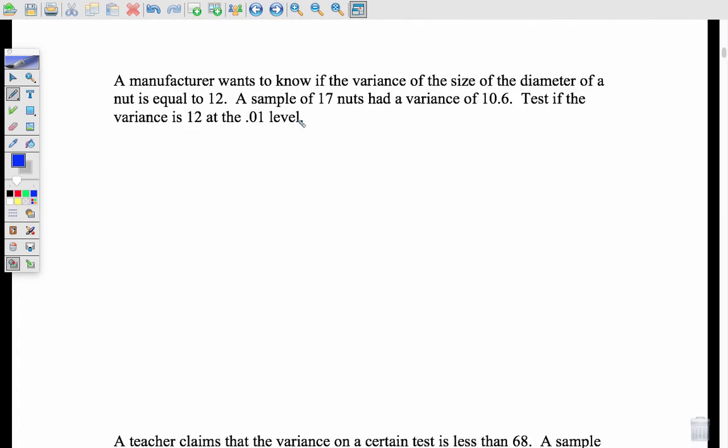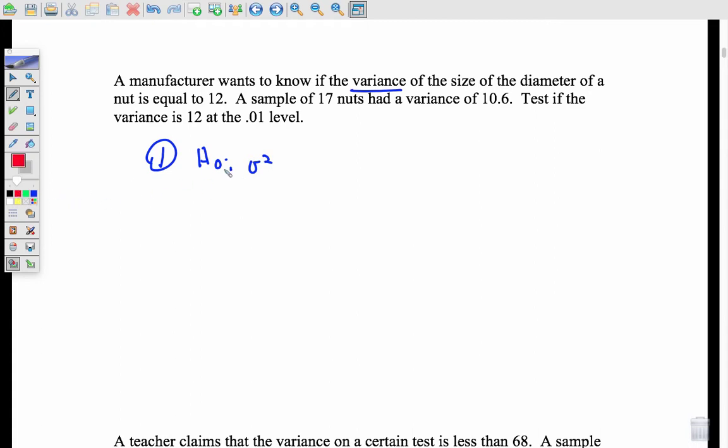You can read here, a manufacturer wants to know if the variance of the diameter of a nut, so we're testing variance here, is equal to 12. A sample of 17 had a variance of 10.6. Test if the variance is 12 at the 0.01 level. So in step number 1, we'll write our two hypotheses based on a variance.